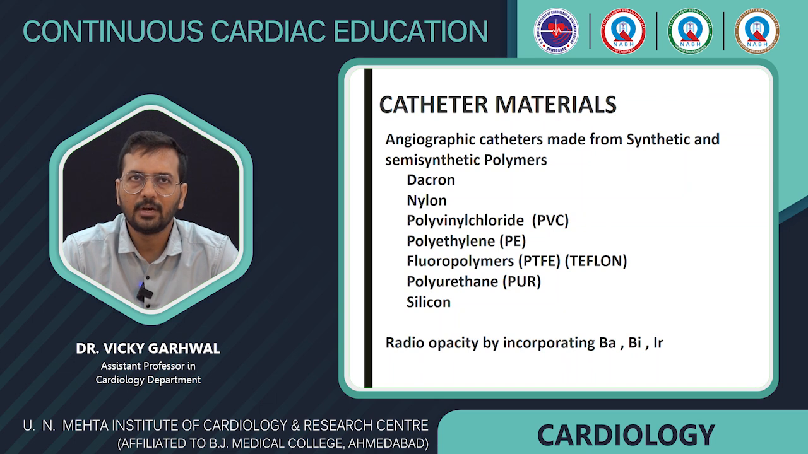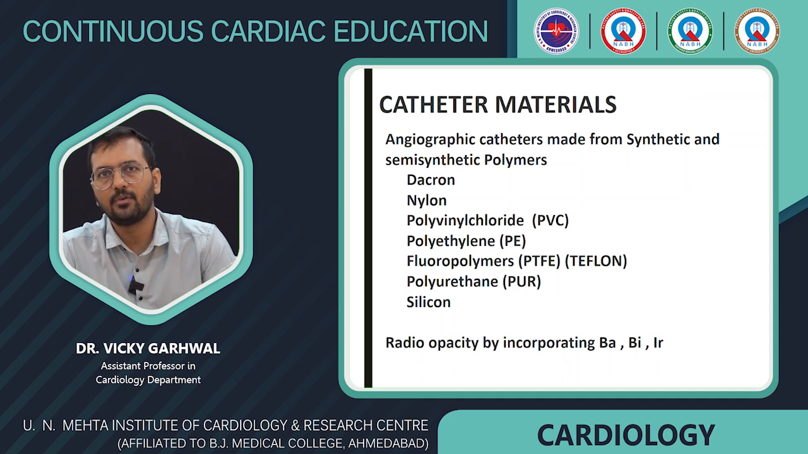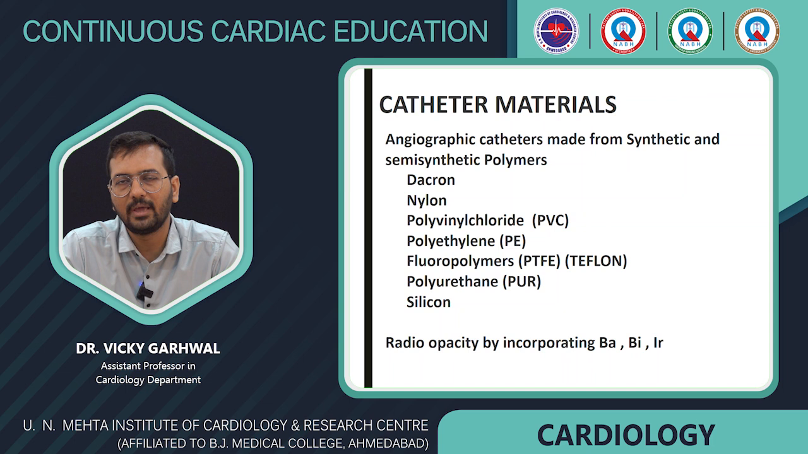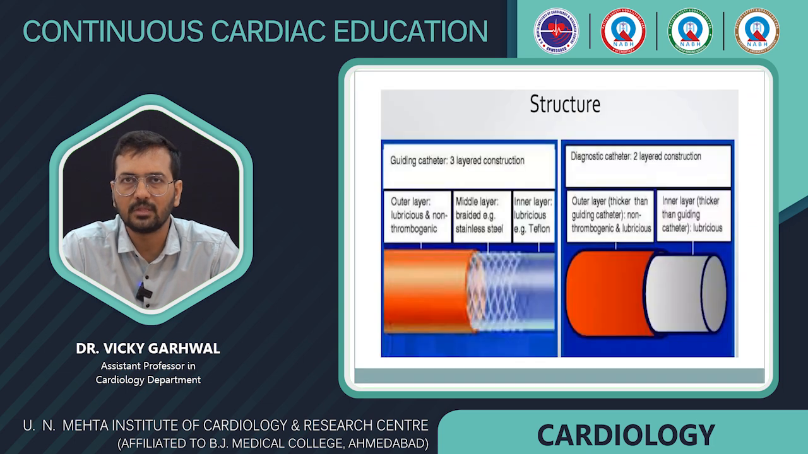Catheters are mainly made up of Dacron, nylon, polyvinyl chloride, Teflon, fluoropolymers, polyurethane and silicone. Radio-opacity of the catheters is achieved by incorporating barium, bismuth and iridium.